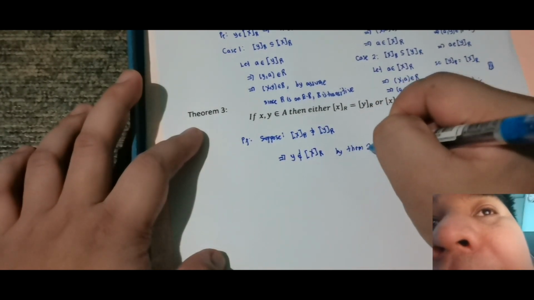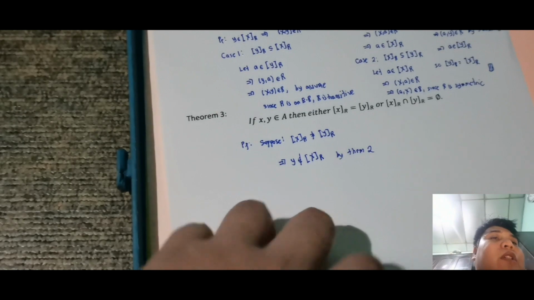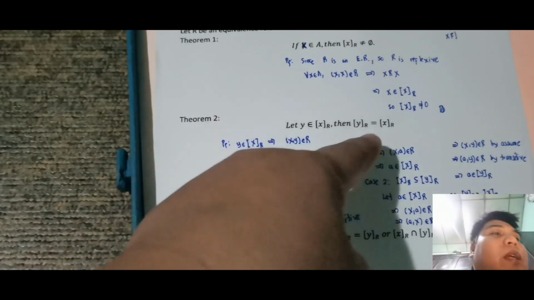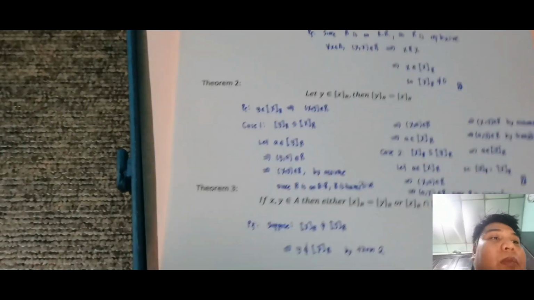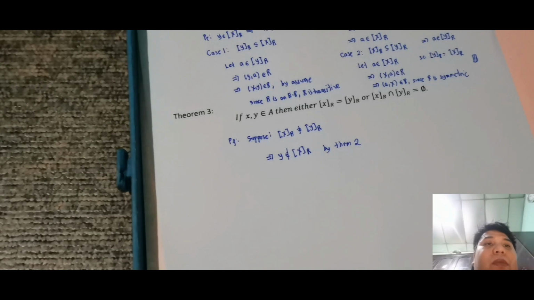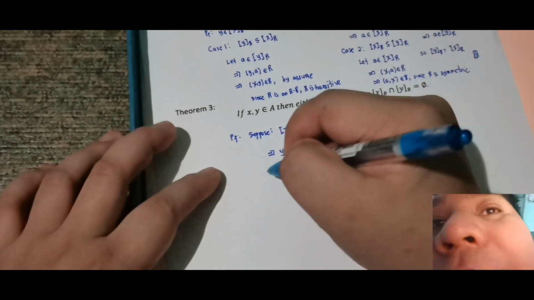Sir, bakit, sir? Ganun nga ibig sabihin ni theorem number 2. Sabi ni theorem number 2, kung ako element nun, therefore equal kami. Ngayon, kung ako hindi element nun, therefore hindi kami equal. Yun pa rin ibig sabihin ni theorem 2. Okay, so hindi ako equal yan. Ngayon, ano masasabi mo?